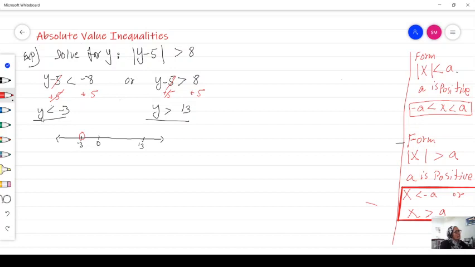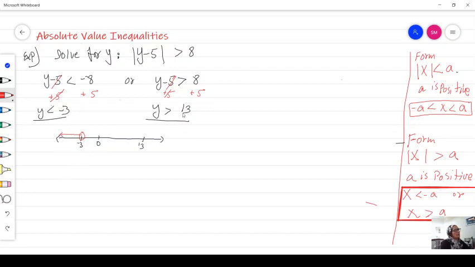Now read it from the variable side. Y, always when you're graphing, please read from the variable side. That would make it easier for you. If you say y less, then it means I'm going left. If it's a y greater, I'm going to the right. So if it says y less, then I'm going to the left of negative 3. There you go. It's going to go in this direction.